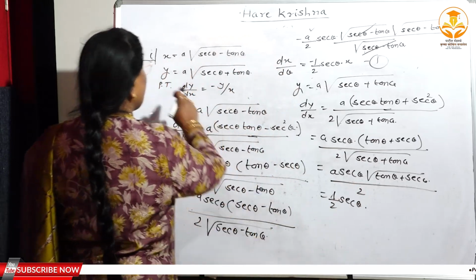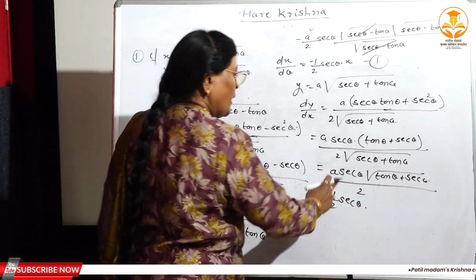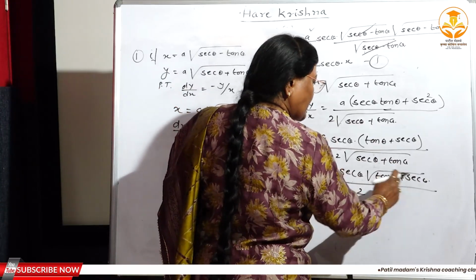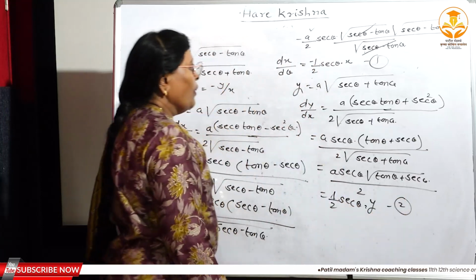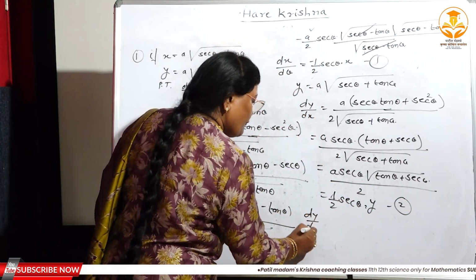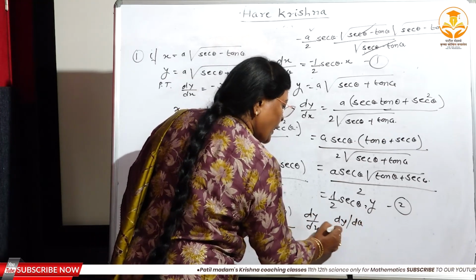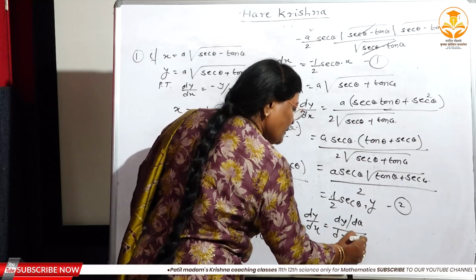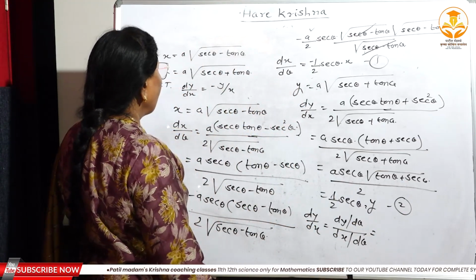And again if you observe this, y is equal to a into root of sec theta plus tan theta, it is nothing but what is y, and this is sec. Now from first and second, what do you want here? Dy by dx. Therefore, dy by d theta, you have to apply the rule, divided by dx divided by d theta. Again dy by d theta, what is dy by d theta?